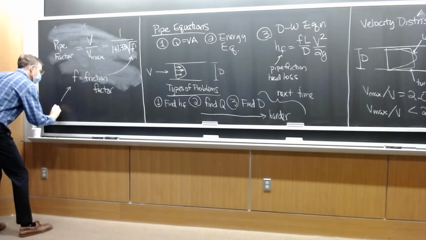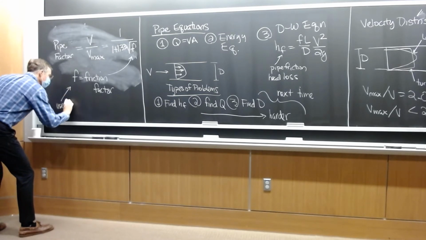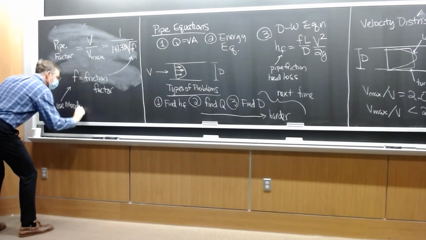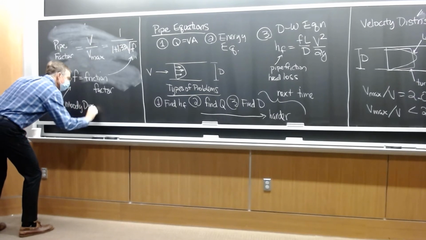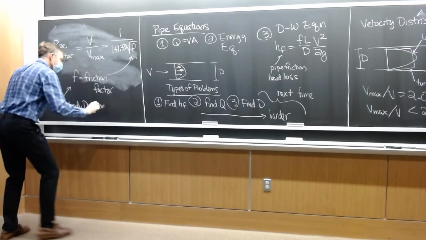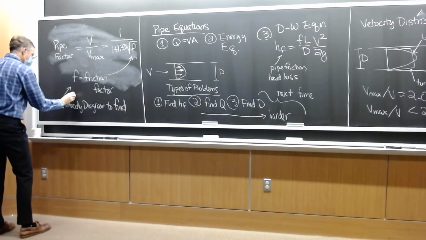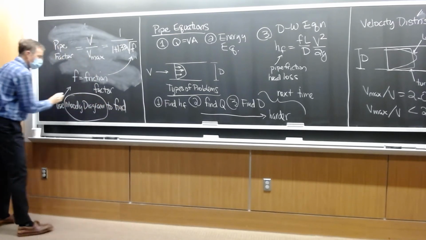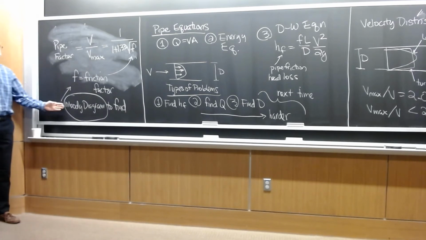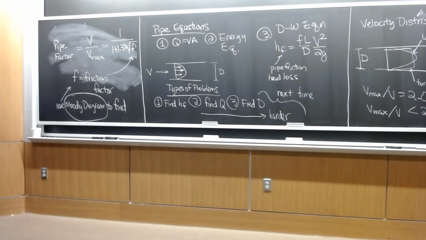And we're going to use this very well-known diagram called the Moody diagram to find the value for f. That's the subject for today, finding these friction factors.